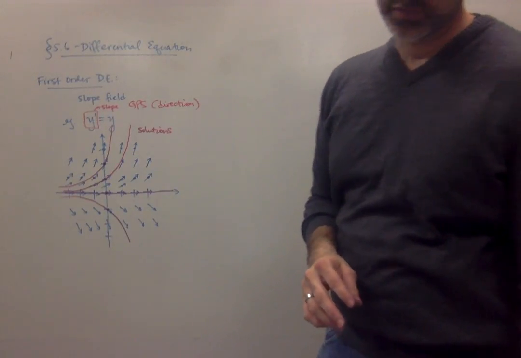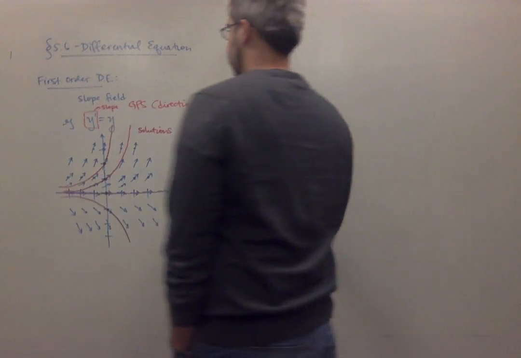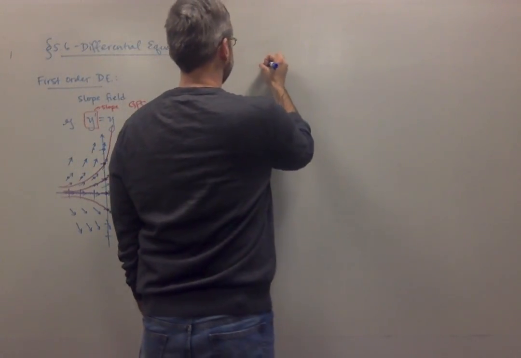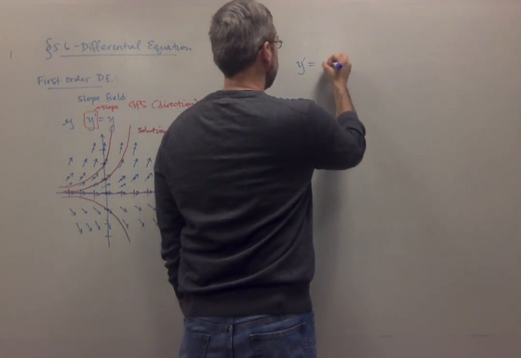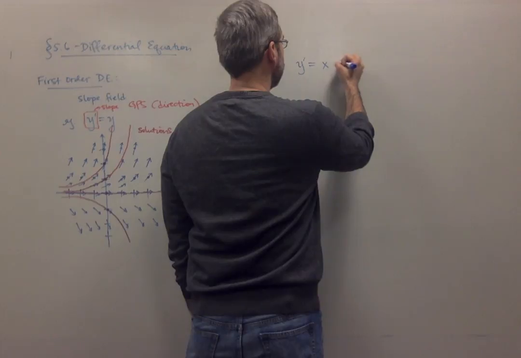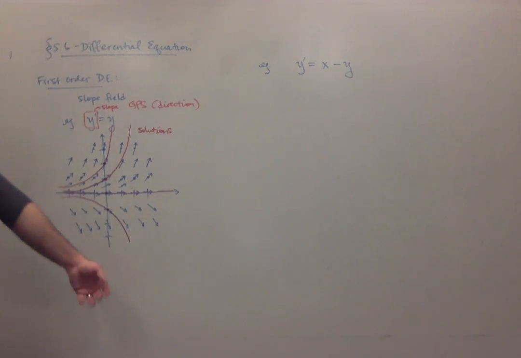Let's do a couple of other examples here. So let's take another example. Let's do y prime equals x minus y. Okay. All I want to do here is draw a slope field for this.